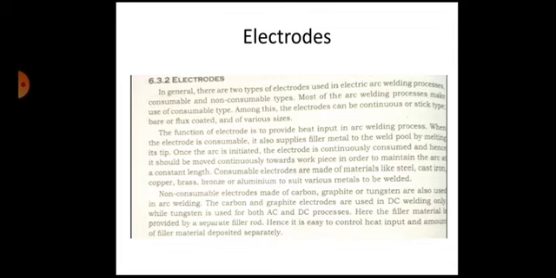Consumable electrodes are made of materials like steel, cast iron, copper, brass, bronze or aluminum to suit various metals to be welded. Non-consumable electrodes are made up of carbon, graphite or tungsten and are also used in arc welding. The carbon and graphite electrodes are used in DC welding only, while tungsten is used for both AC and DC welding processes. Here the filler material is provided by a separate filler rod. Hence it is not easy to control the heat input and the amount of filler material deposited separately.